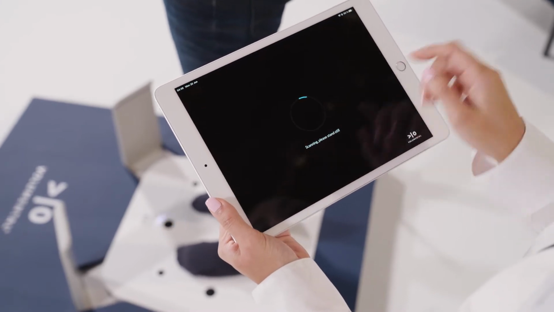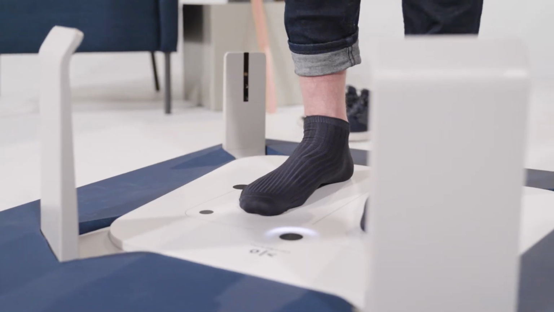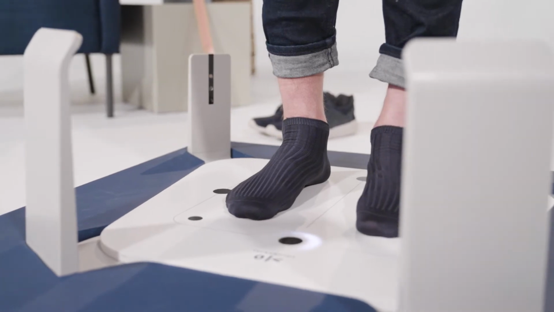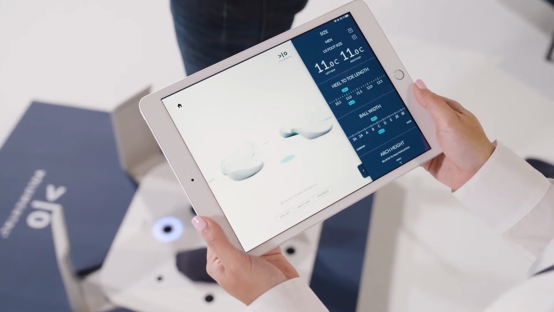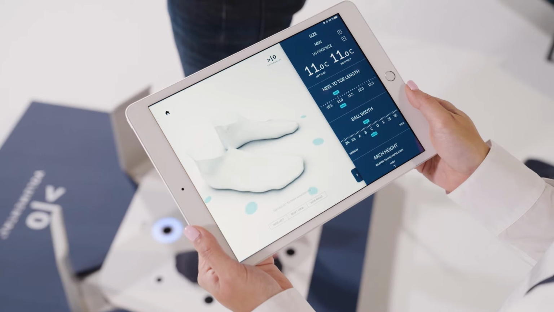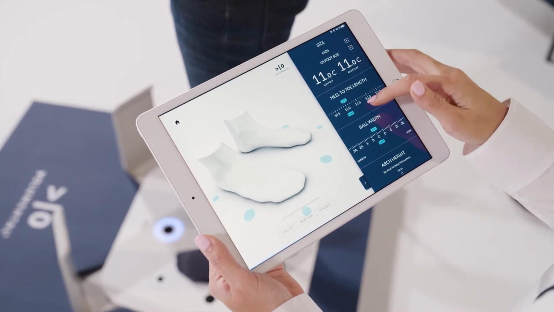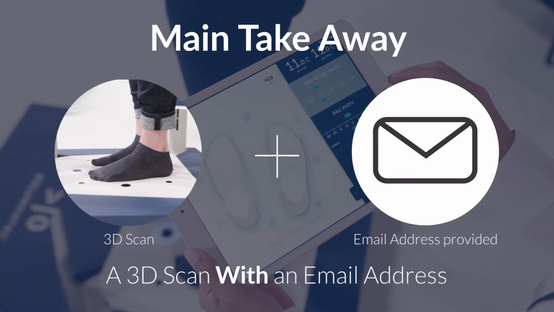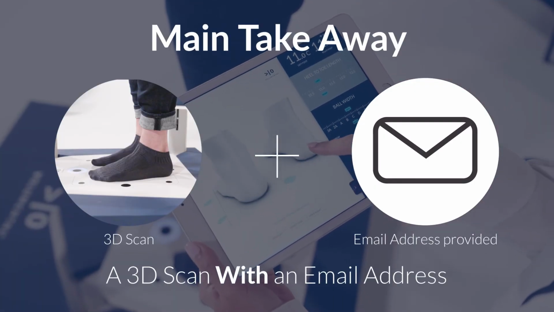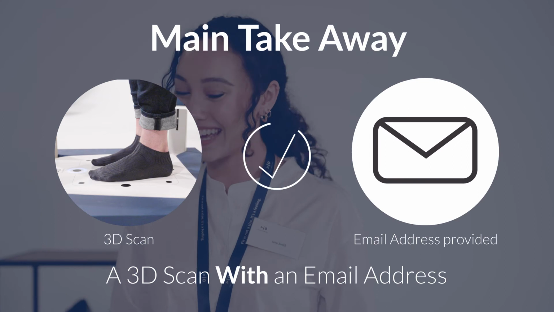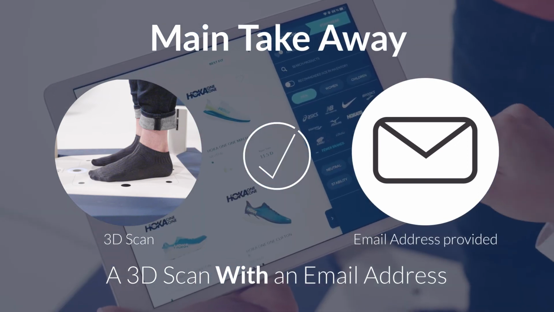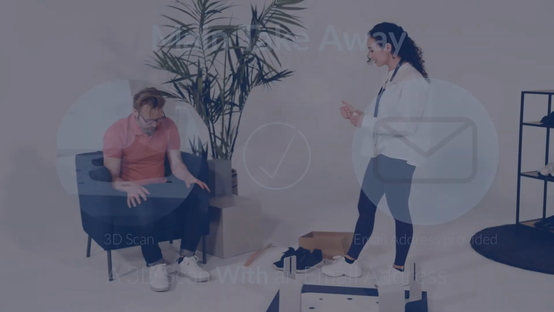When a customer comes into your store, they may or may not purchase something that same day, but by scanning their feet and collecting their email, you are enabling your company to engage with the customer even after they have left your store. Main takeaway: collecting identified scans, scans with an email, will increase your customer's lifetime value for your store and brand.